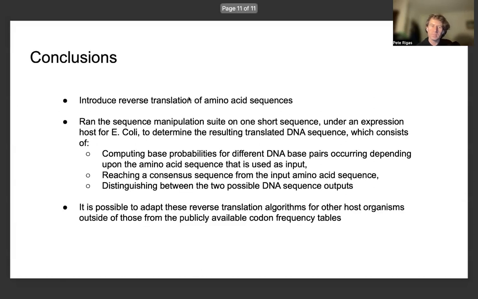In conclusion, we introduced reverse translation of amino acid sequences. We ran the sequence manipulation suite on one short sequence under an expression host for E. coli to determine the reverse translated DNA sequence, which consists of computing graph-based probabilities for different base pairs occurring depending upon the amino acid sequence that we use as input, reaching a consensus sequence for the input amino acid sequence, and finally being able to distinguish between the 2 possible DNA sequence outputs from the computation of these graph-based probabilities.